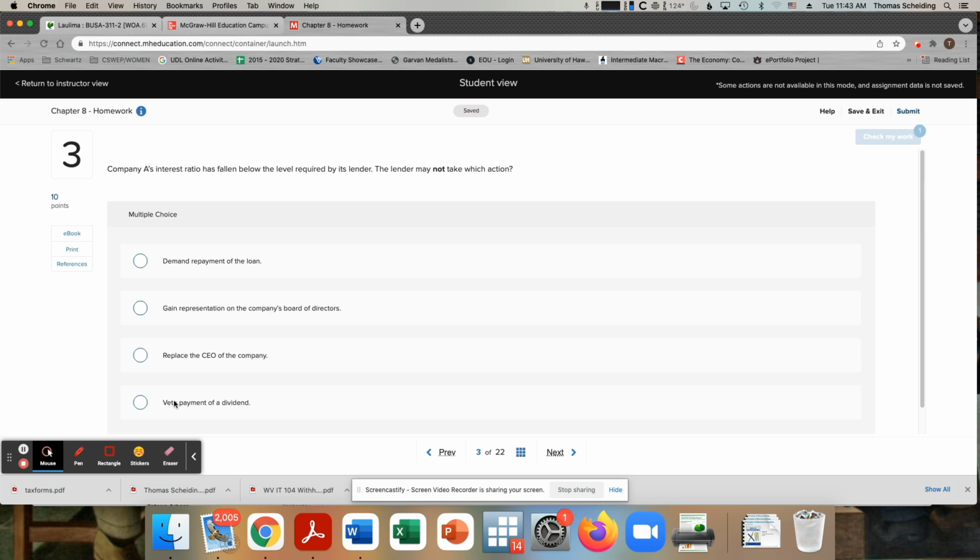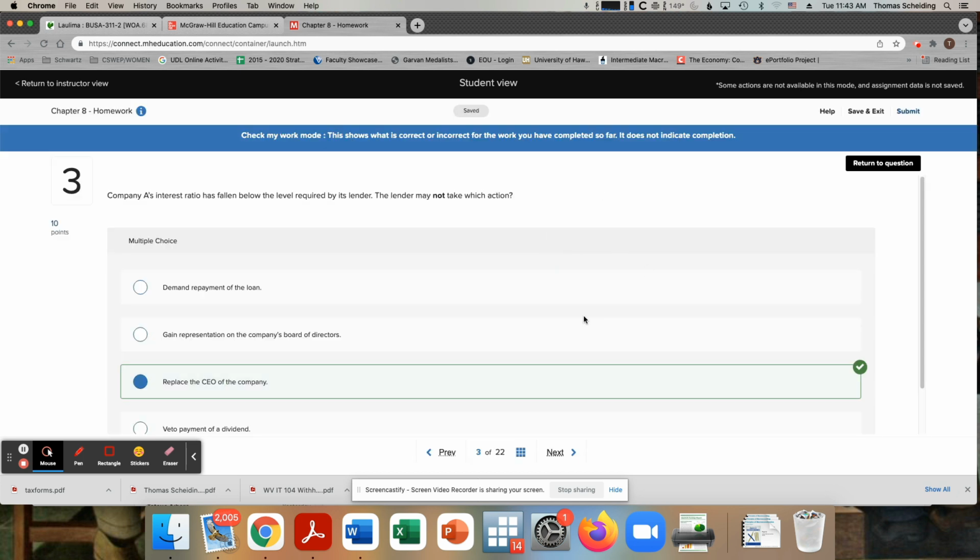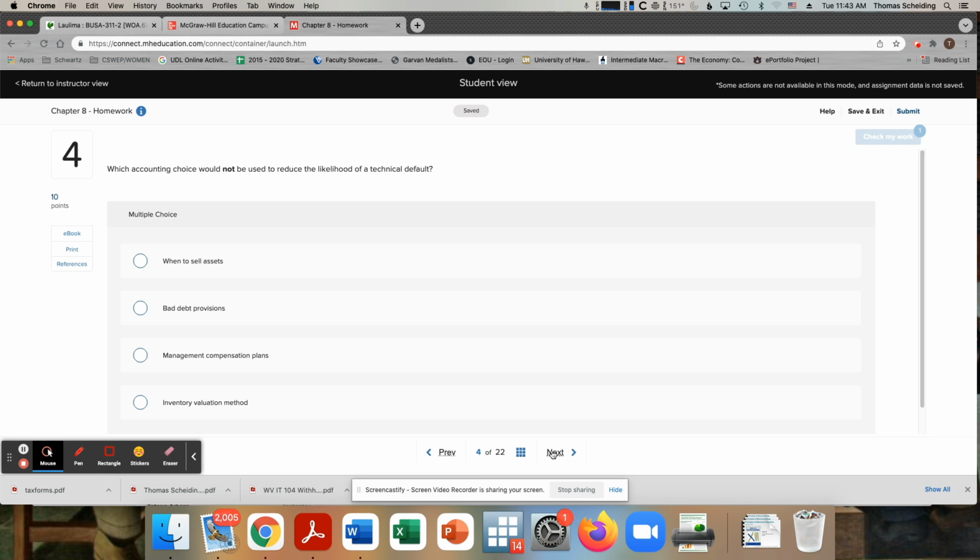Veto payment of a dividend. Now there's no veto powers, so it's got to be this. I'm hoping. It is. Thank you. Which accounting choice would not be used to reduce the likelihood of a technical default? Keep in mind, a technical default typically is referred to as missing an interest payment, a payment that was required. It's called technical default because typically, once you have a default, you have a period of time where you could still make payment and things would be okay.